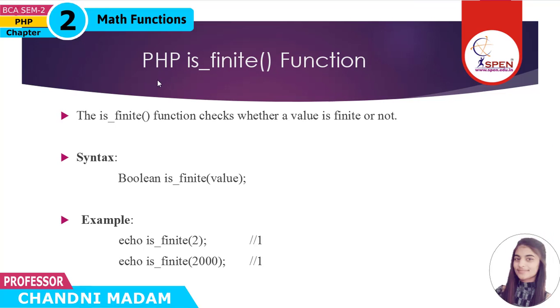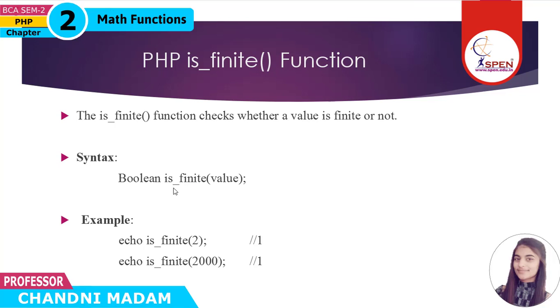Here our next function is the is_finite function. This function checks whether your value is finite or not. Here, how can we say our value is finite or not? The answer is that our value is finite when it is within the float range on your PHP platform. So that means your value is a finite value.